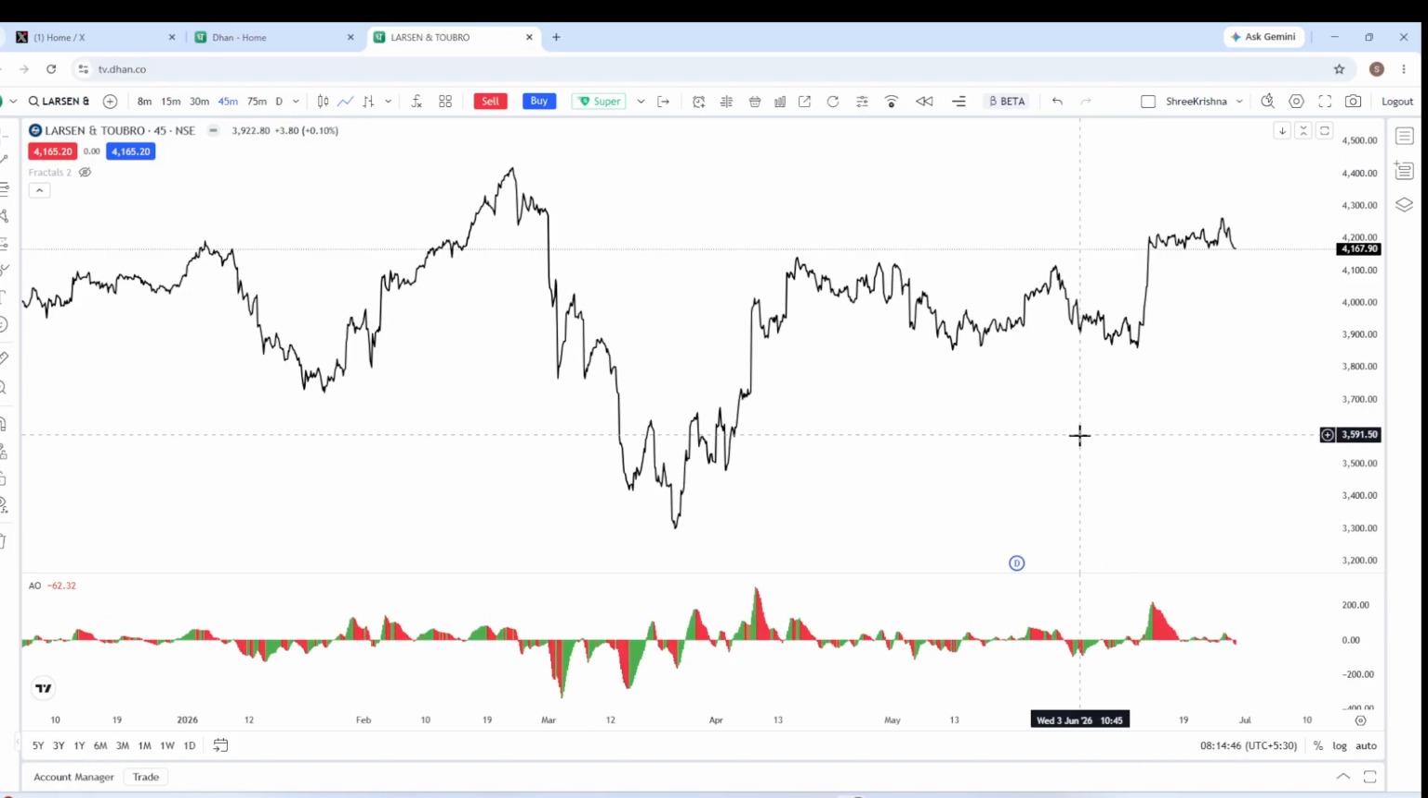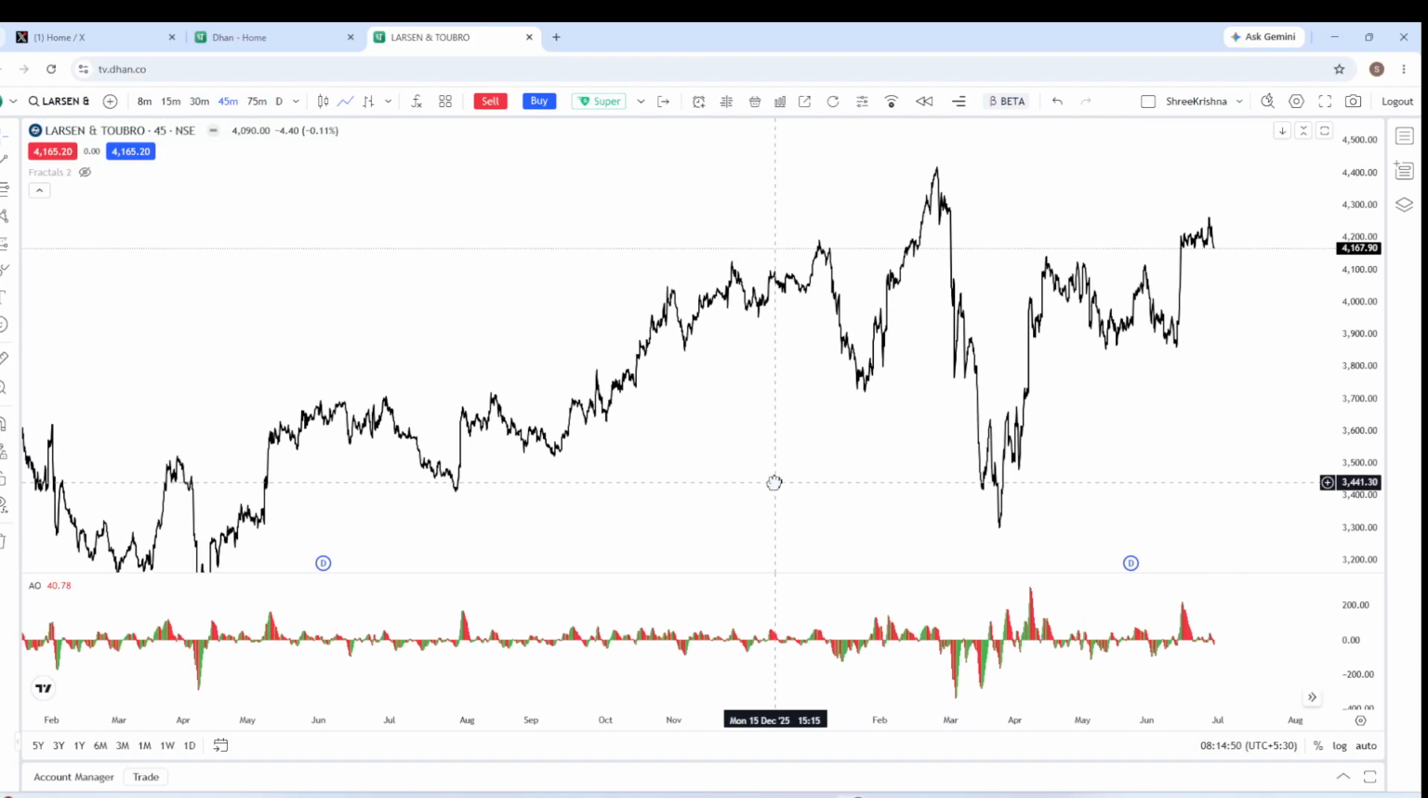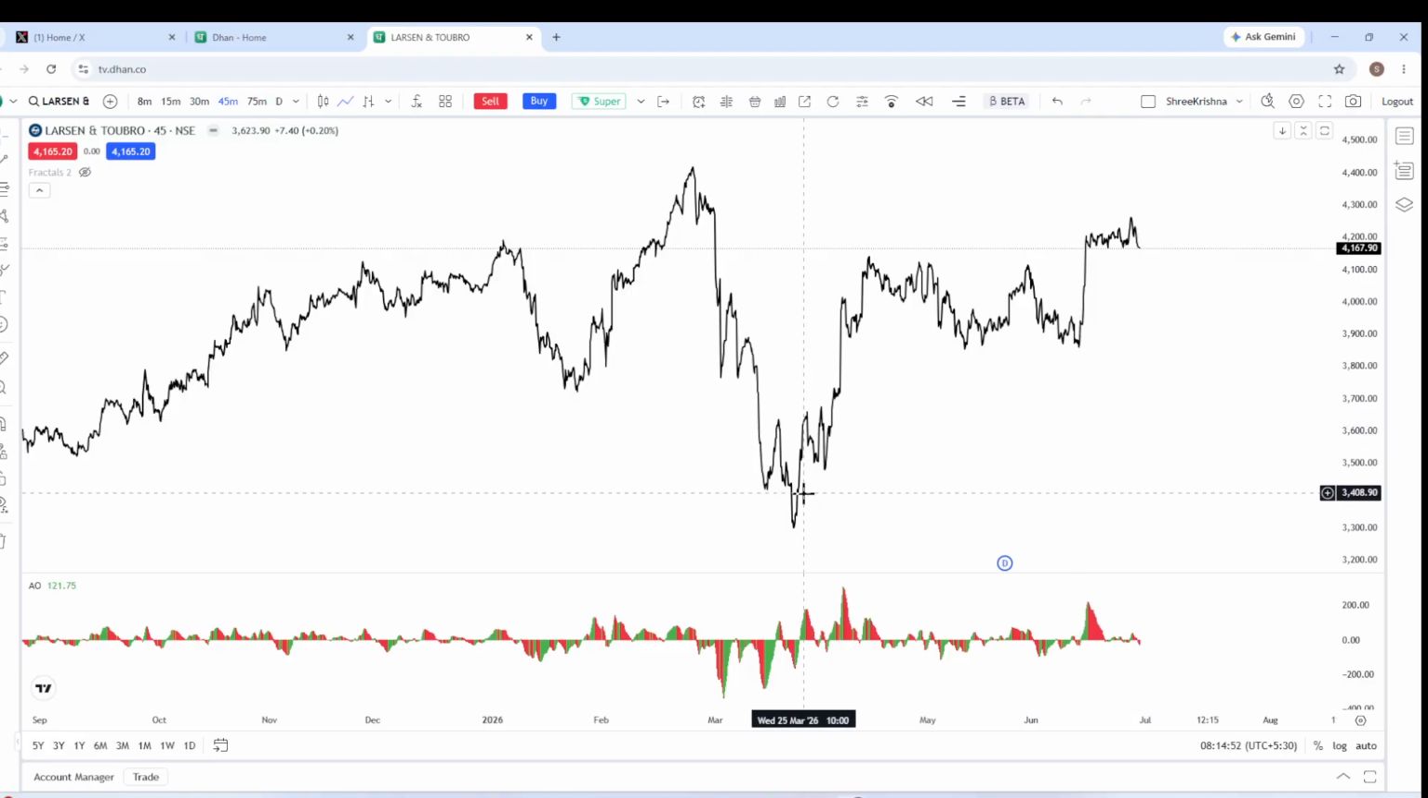I prefer a line chart on the pre-market open. So what we are looking for is that this has made an up move and this has made a down move, and it seems that it has completed an ABC.